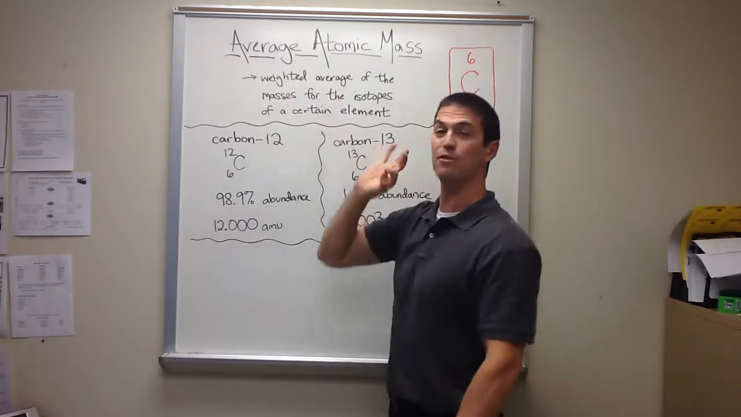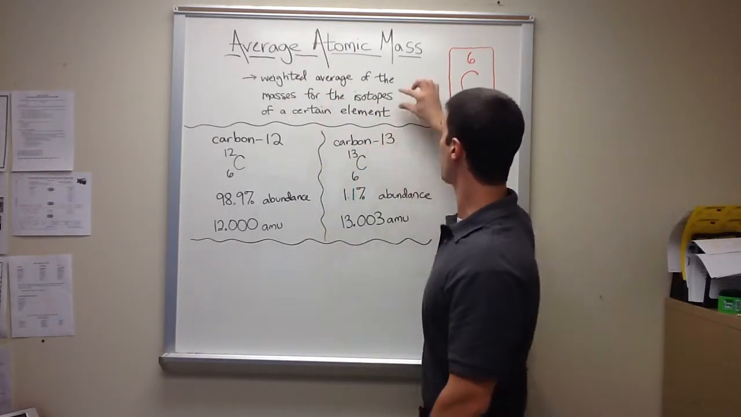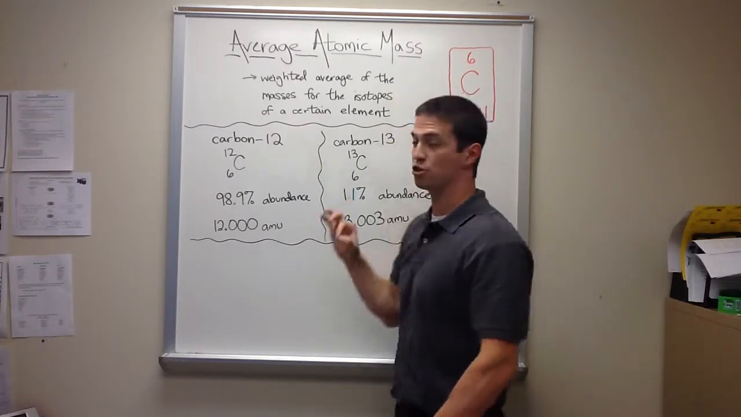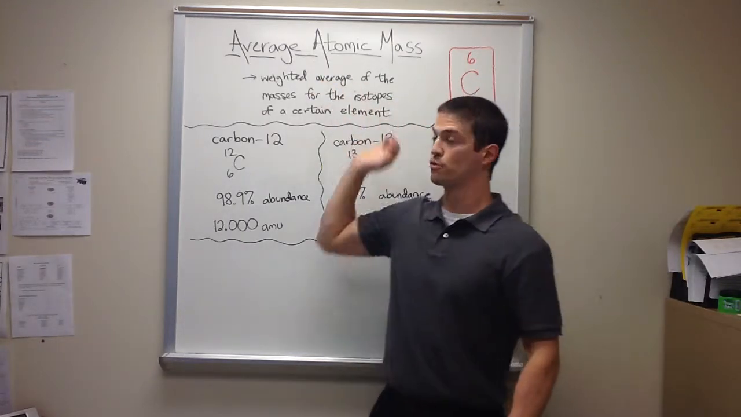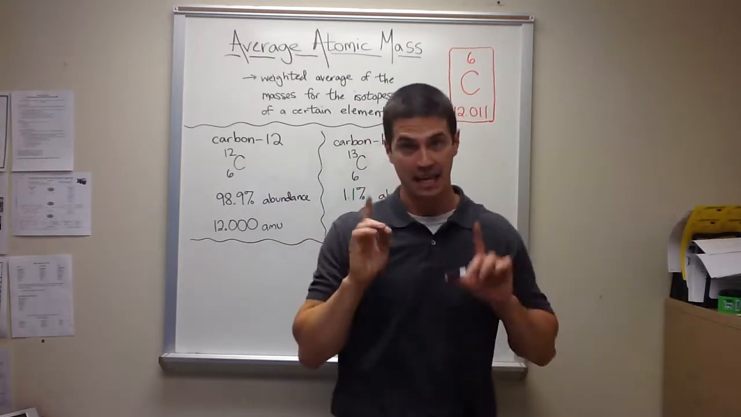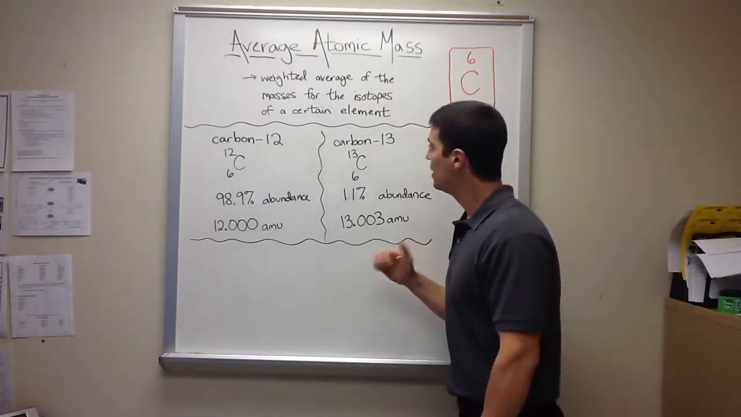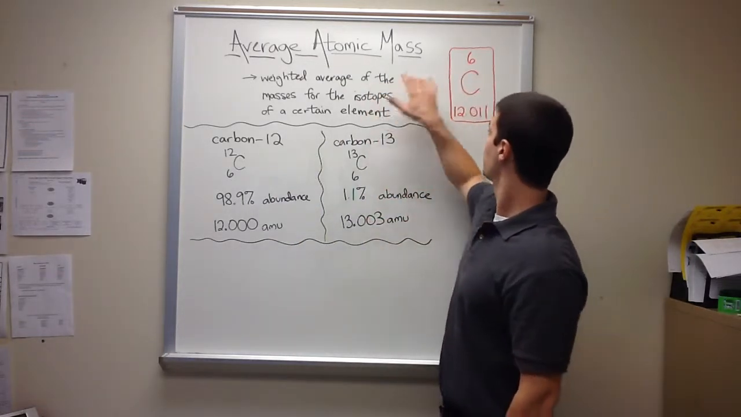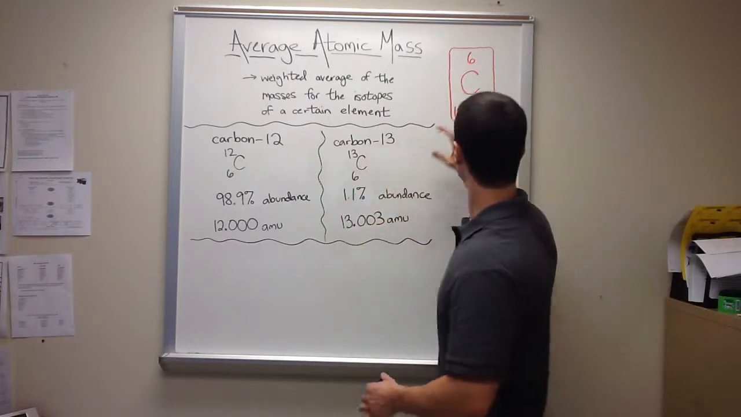Okay, we went over weighted averages in the last video. In the video before that one, we went over isotopes. So you should understand these two principles. If not, you're going to need to go back and check on those. Okay, so our first example, the only example we're going to go over actually, is carbon.